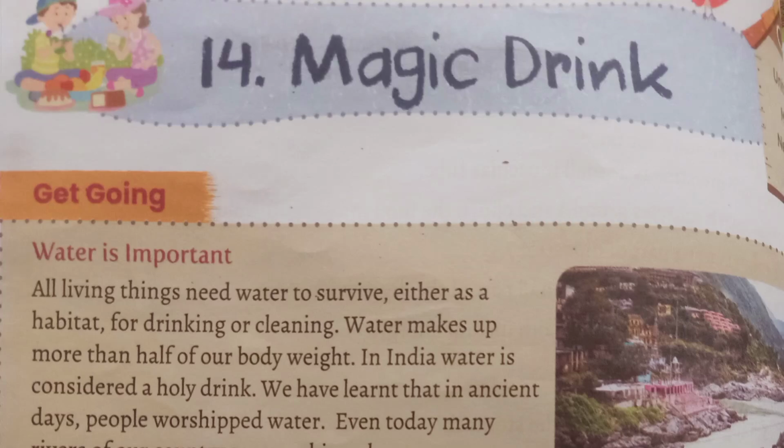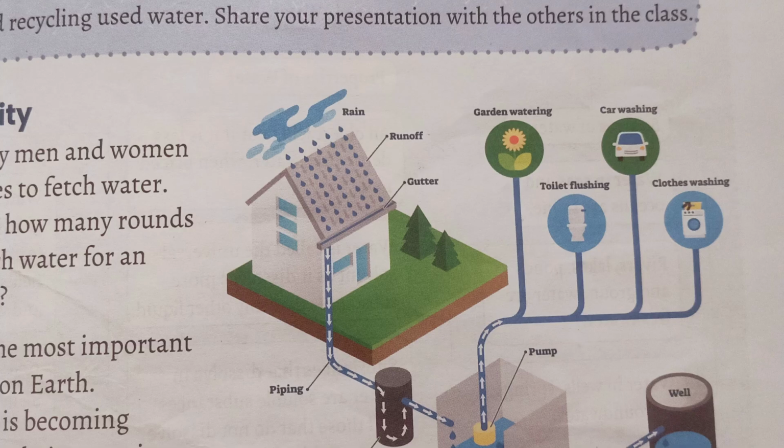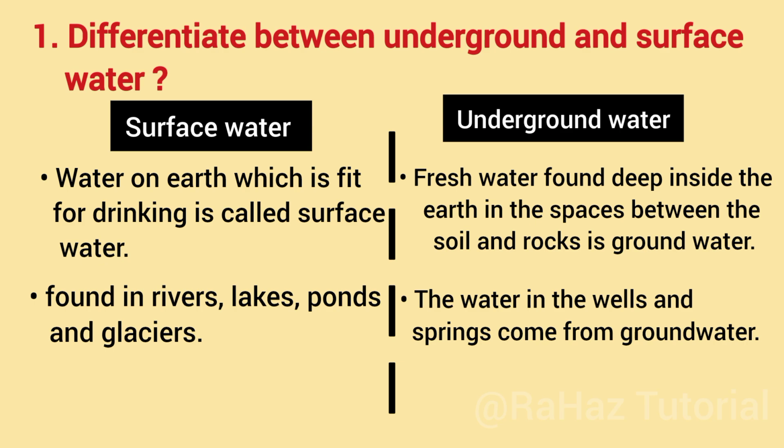Today I am going to discuss the question answers of the chapter 14 named Magic Drink from the book Bumblebee 5. So the first question is, differentiate between underground and surface water.